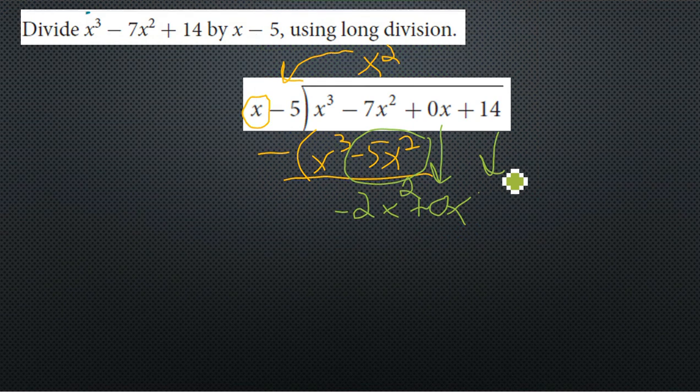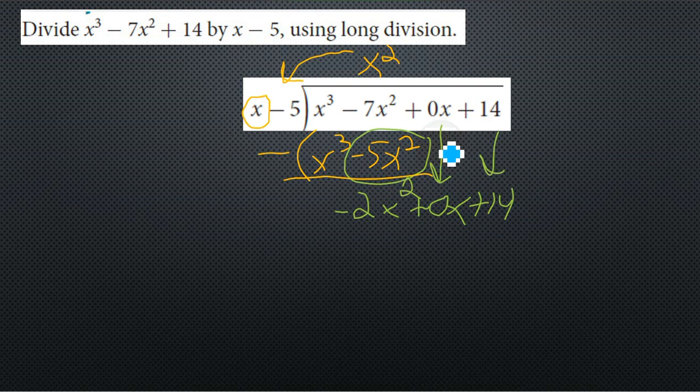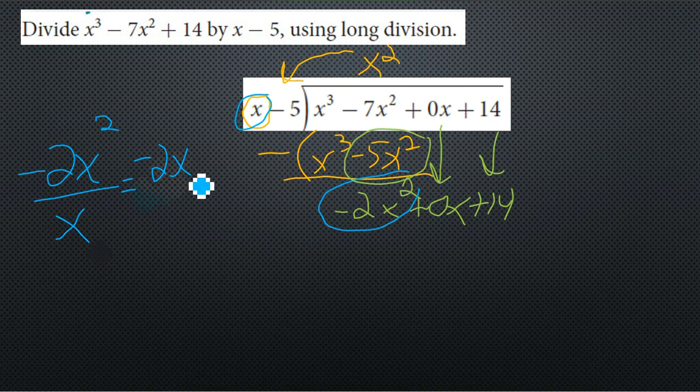We're going to bring down the plus 14. And we're going to go back to division again. Okay, so we're going to say how many times does x divide into negative 2x squared? Again, if you have trouble seeing that, write out a subproblem over here. We're dividing negative 2x squared by x. Okay, well that goes in there negative 2x times.